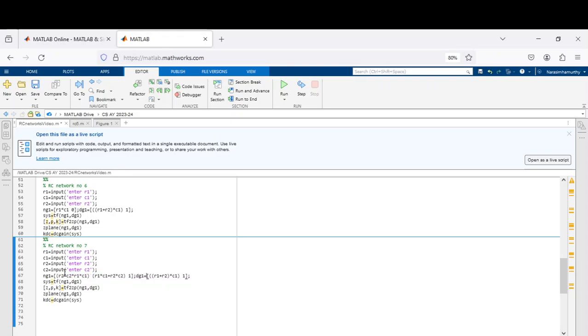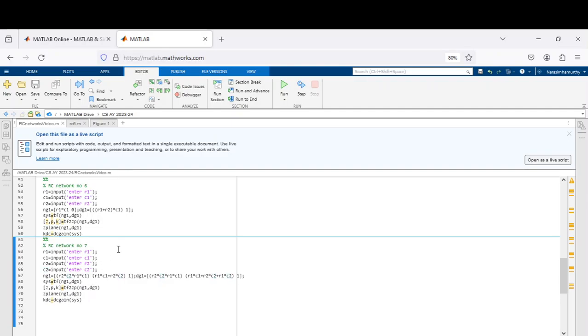This is the similar transfer function, but only in the denominator I have plus R1 C2 plus R1 into C2. This will have, and the rest of the thing is fine. Now this should end up with, of course, the DC gain of this should be 1. Should it be 1? This is infinity. This is okay, this should be 1.